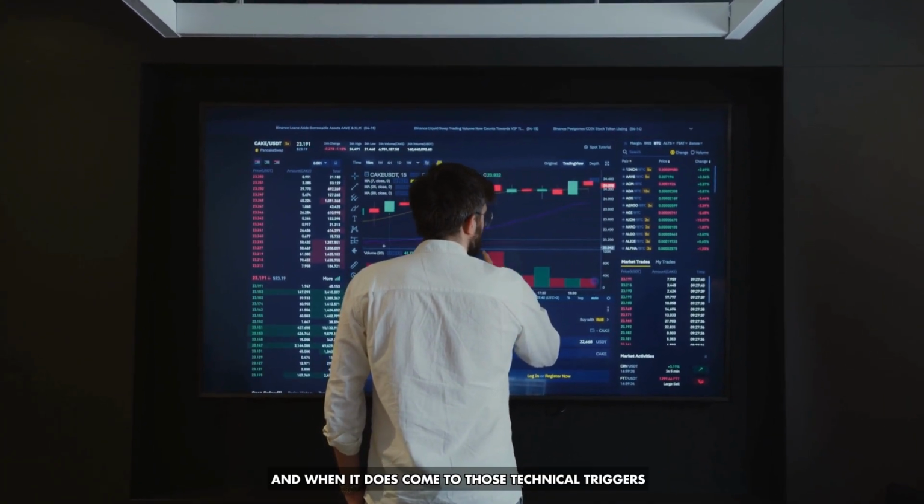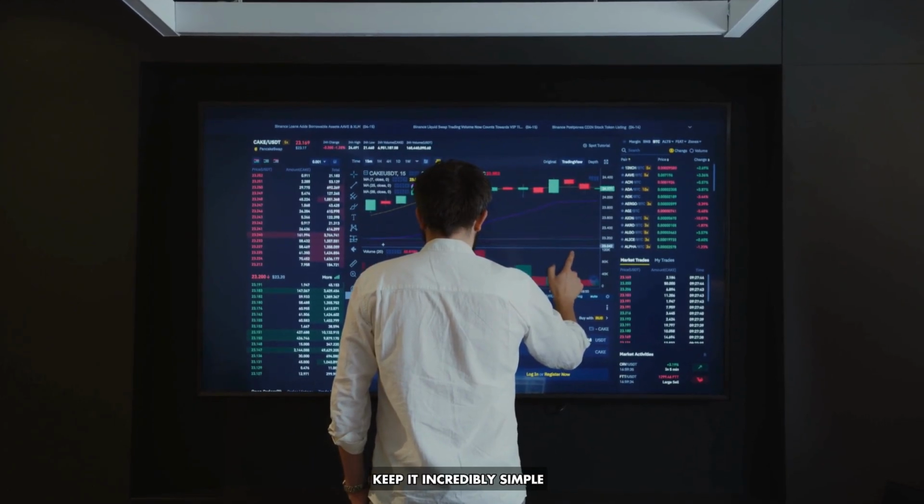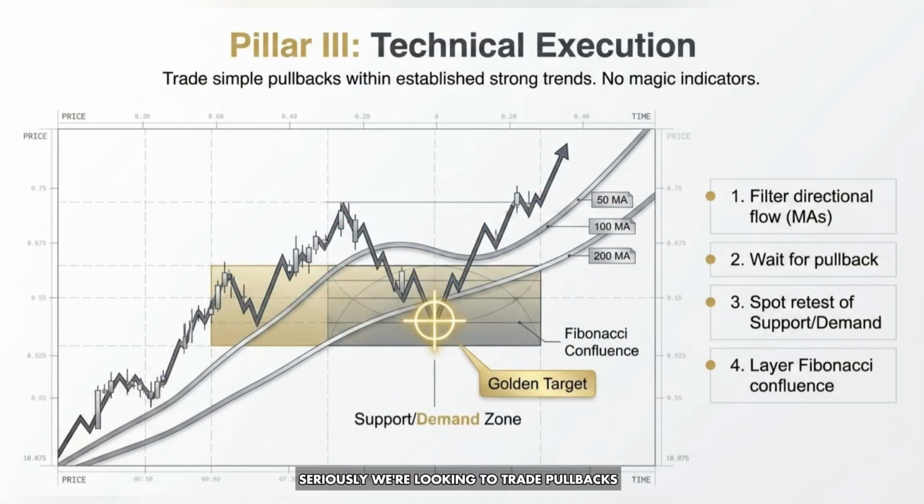And when it does come to those technical triggers, keep it incredibly simple. Seriously, we're looking to trade pullbacks within established, strong trends. You can easily filter that directional flow using your 50, 100, and 200 moving averages. From there, it's just about spotting simple retests of key supply and demand or support and resistance zones. And hey, if you want a little added confluence, you can layer a Fibonacci retracement level right over that area. That's really it. No fancy magic indicators required.